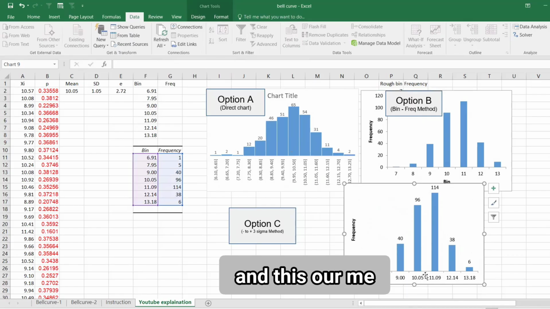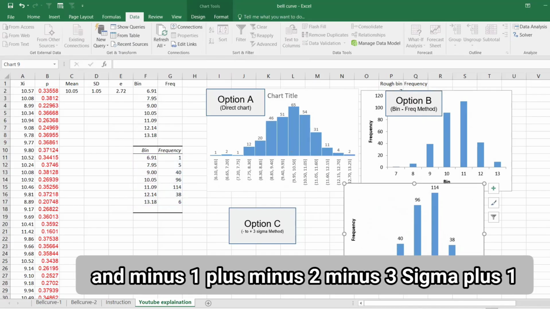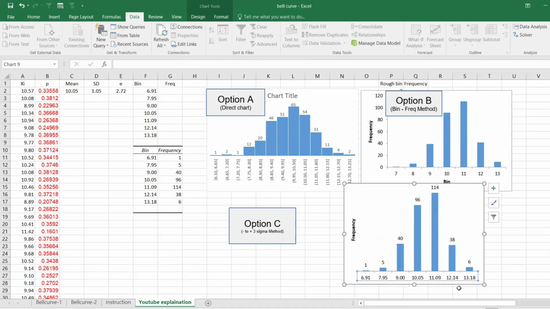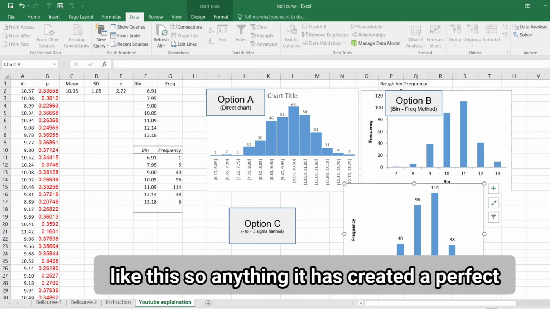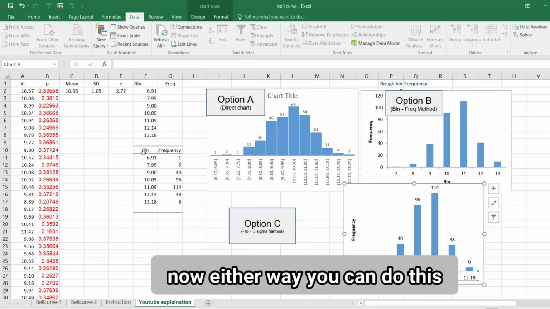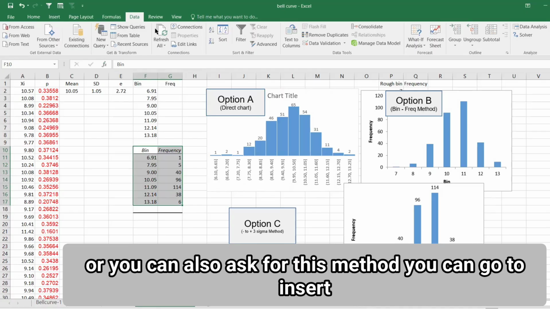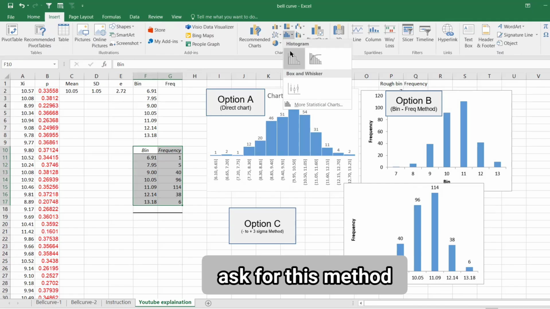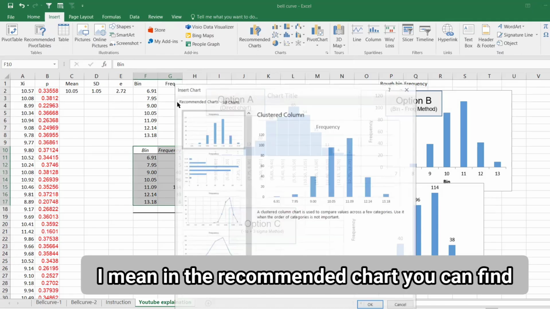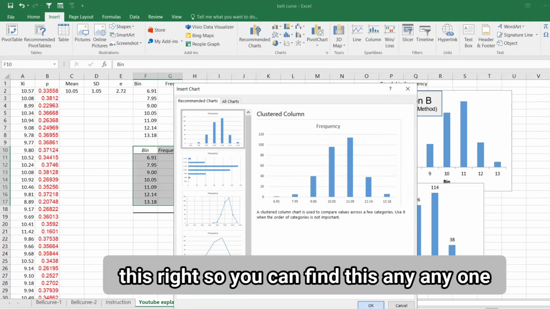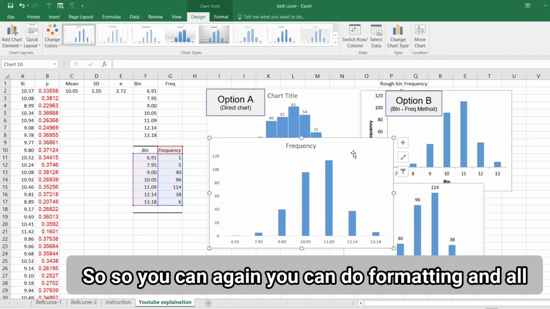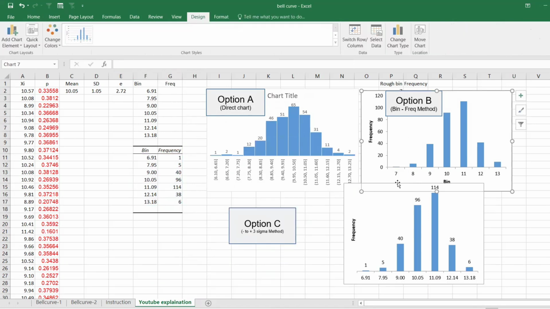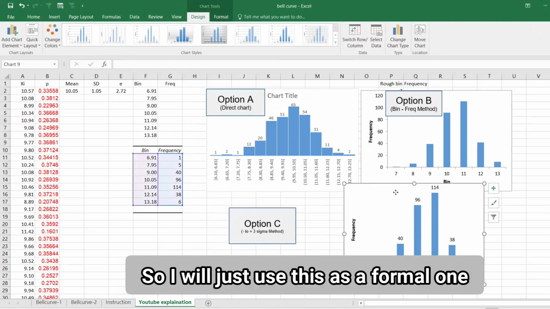This gives a bin, and this is our mean, and minus 1, minus 2, minus 3 sigma, plus 1, plus 2, plus 3 sigma. It gives the bin like this. So it has created a perfect bell curve as such. Now either way you can do this, or you can go to insert and ask for this method. I mean, in the recommended chart you can find this, right? Both are pretty much the same. You can again do formatting and all that. So I will just use this as the formal one.